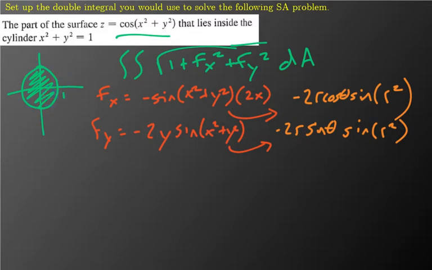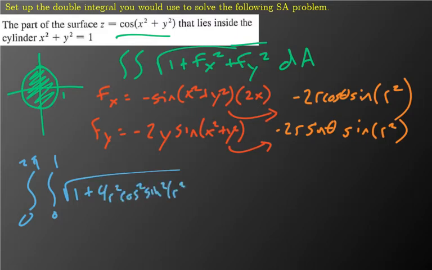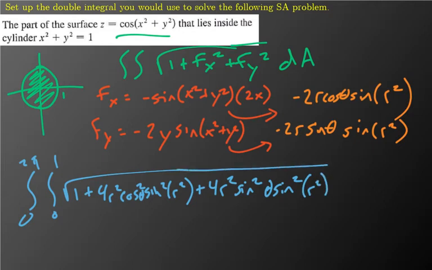So the setup would basically be the integral from 0 to 2 pi, 0 to 1, of the square root of 1 plus each of these squared, which would be 4r squared cosine squared theta sine squared r squared, plus 4r squared sine squared theta sine squared r squared, and then we would do all of that times r dr d theta.